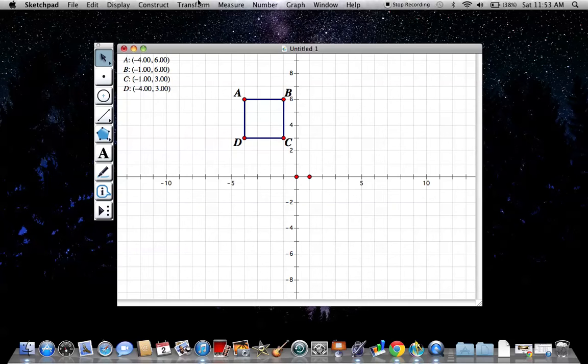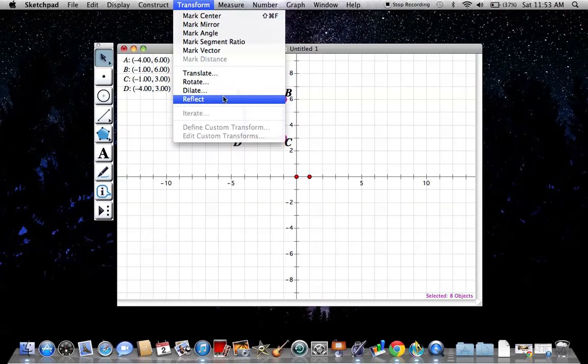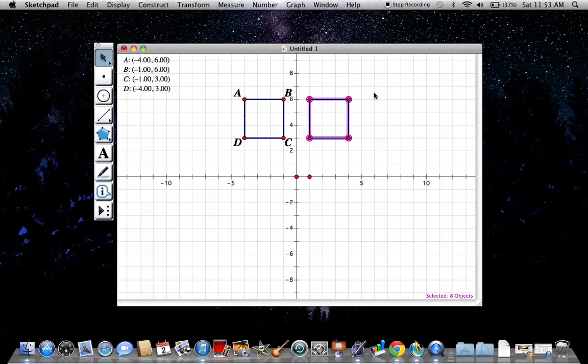When we are reflecting things, we're going to be doing it about the X and Y axis. You reflect an image over a line, the line of reflection. In this case, I'm going to show you what happens when we reflect over the Y axis. I'm going to highlight this entire pre-image and reflect it over.